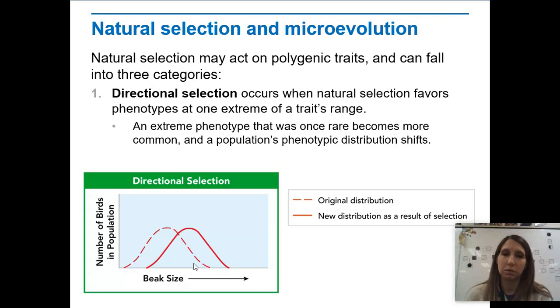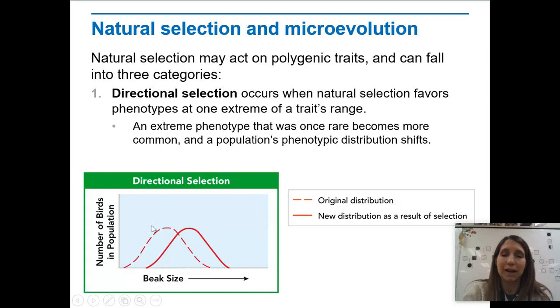And so those guys were the ones that ended up surviving. So if we think about beak size here, and here we're looking at the y-axis, this is our population, so number of birds in the population. And the majority of the birds, we would say here normally, the dashed line again represents my original distribution, my original population. The majority here have an average size beak, right?